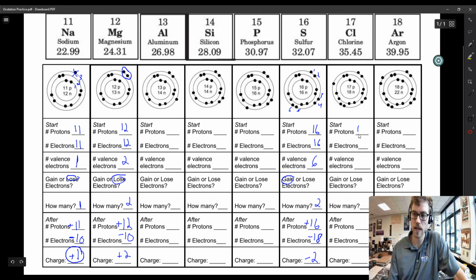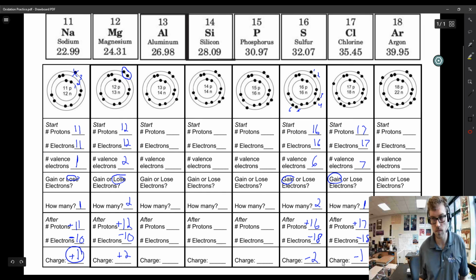Chlorine, we'll do one more. Chlorine has 17 protons, 17 electrons. It's got 1, 2, 3, 4, 5, 6, 7 valence electrons. It's going to be gaining just 1 to get to 8, easier than losing 7. Number of protons afterwards, 17. Number of electrons, 17. It gained 1, so 18. Protons are positive, electrons are negative. 17 minus 18, -1 charge.